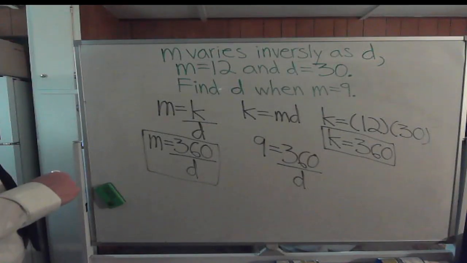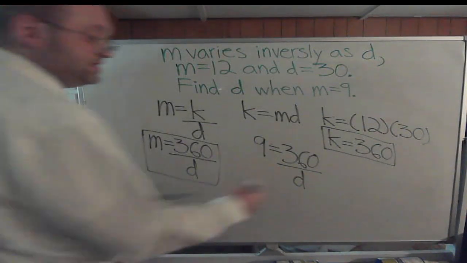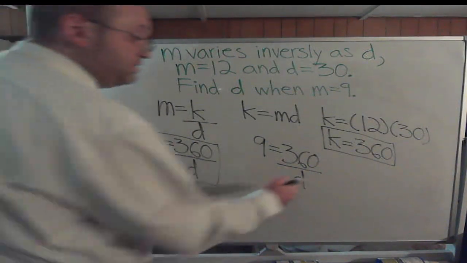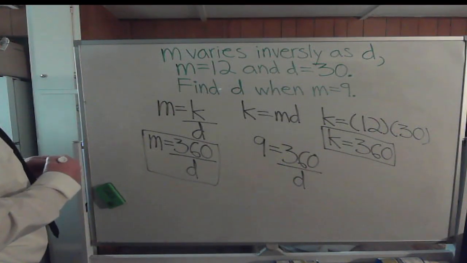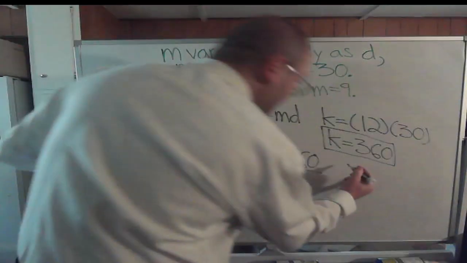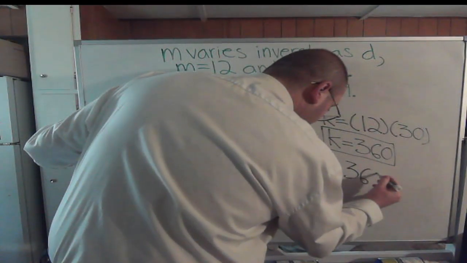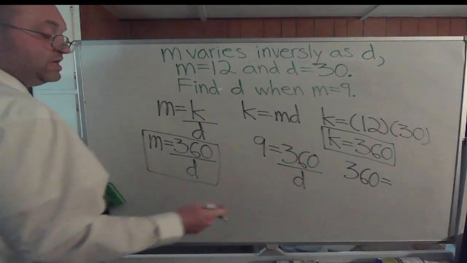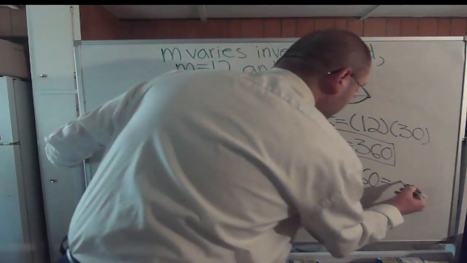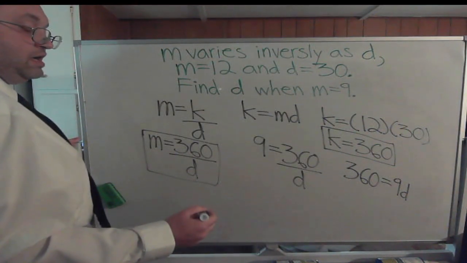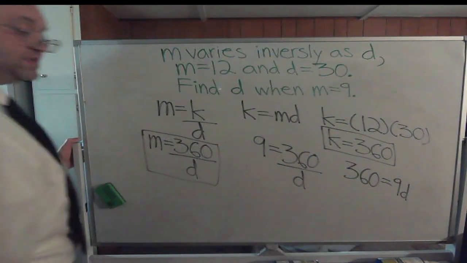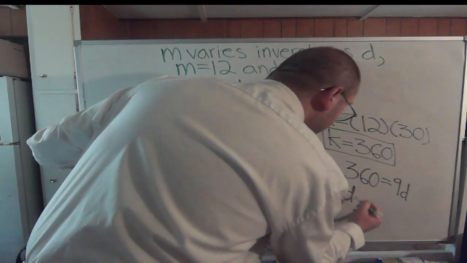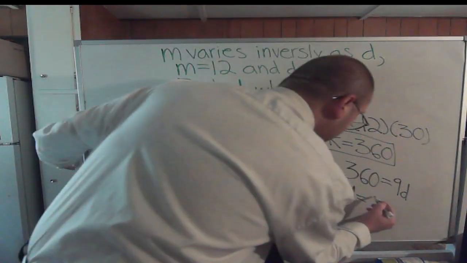Well, we need to solve for D. We can't do that if it's in the denominator. We need to get that out of the denominator and out of the right-hand side. In order to do that, you've got to multiply the right side by D. If you do that, you just get 360 on the right-hand side. That'll be equal to, now you've got to do it to the left also, 9D. Ultimately we want to solve for just D. Now you just divide both sides by 9, and you get your answer. D would equal 360 divided by 9, which is 40.